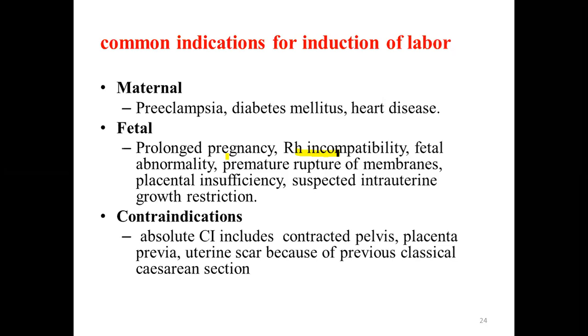But there are also contraindications for induction of labor. For example, if the pelvis is contracted, even if we induce, we will not be able to achieve normal delivery. Placenta previa: sometimes the placenta can even block the cervix. We call it placenta previa. In that condition, there is no possibility to induce labor. Then apart from that, if the mother has had a previous cesarean section, it is unlikely to achieve normal delivery.